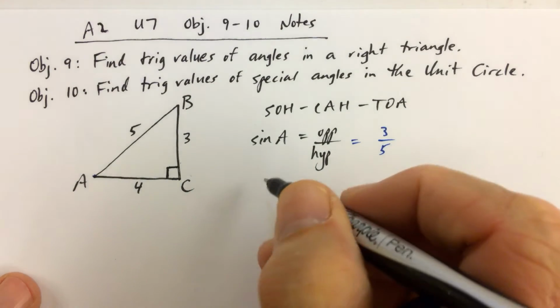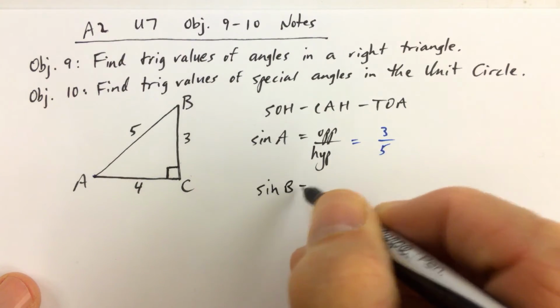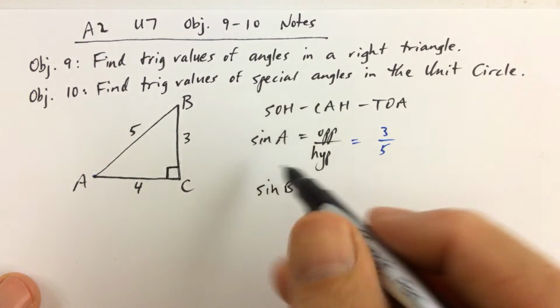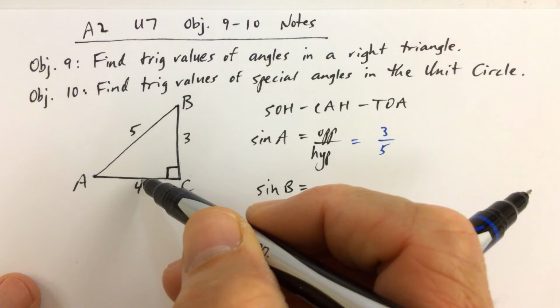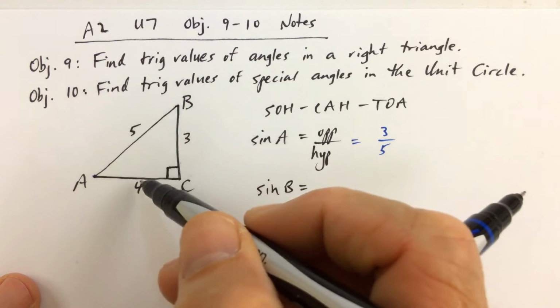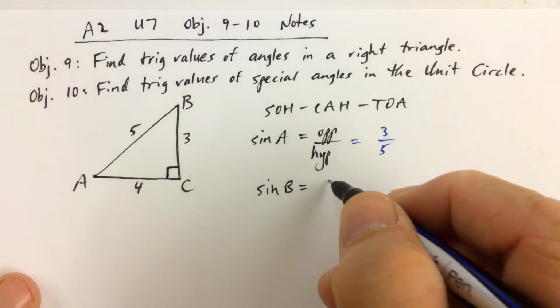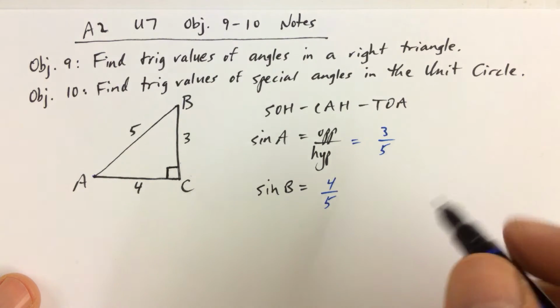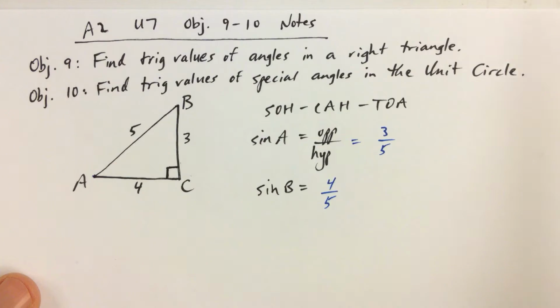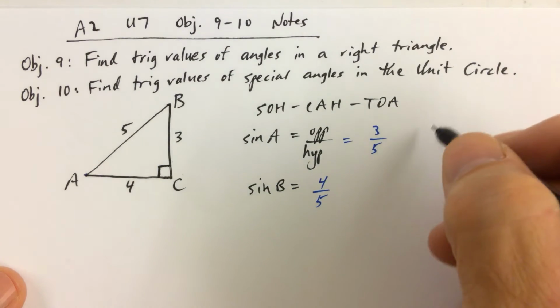We could sit there and say, okay, well, what's the sine of angle B? Still the opposite over the hypotenuse, but angle B, the opposite leg to angle B, is the side that's not touching angle B. And that's the side that has the length of 4. So the sine of B is 4 over the hypotenuse, again, which is 5. And we could do the same thing for the cosine and the tangent.